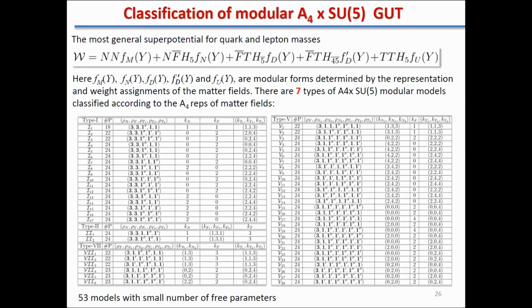We are interested in the models with the smallest number of free parameters, and we find 53 models: type 1 has 17 models, type 2 has 2 models, and so on. All these models are specified by the weights and the representation assignments of the matter fields. So from this table we can easily read out the Yukawa superpotentials.